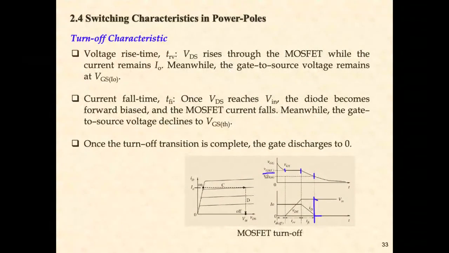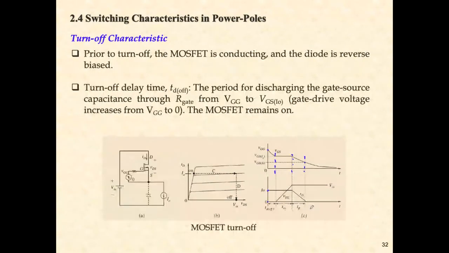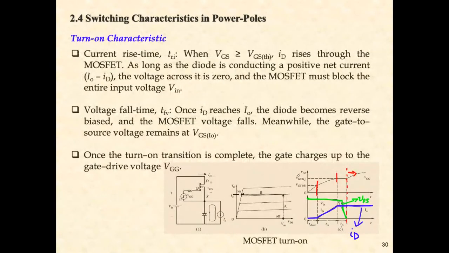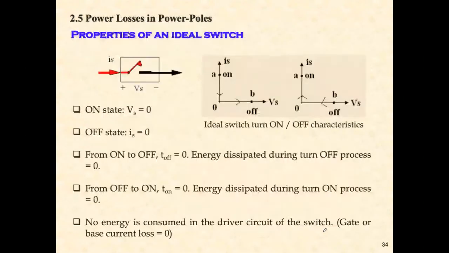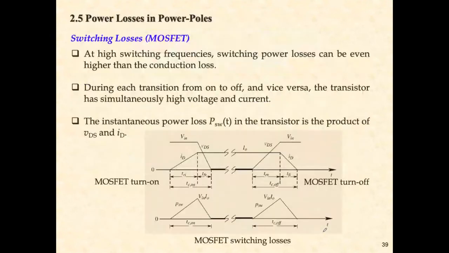Here, this one is one of them. This is the turn-off characteristics, and this one is the turn-on characteristics. Here it describes the period of time that we turn on the switching power pole, and this one is turned off. So this picture combines the turn-on and turn-off characteristics of power poles.